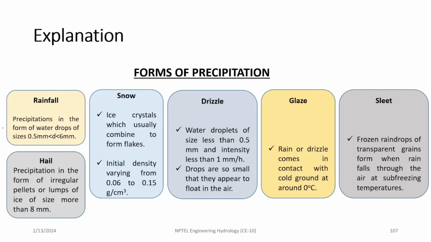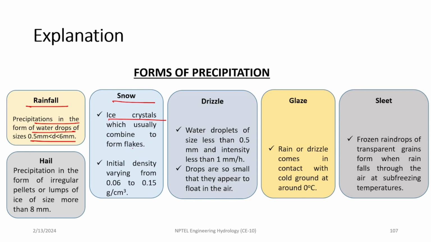So, forms of precipitation. We will quickly go through some of the basic ones. Rainfall, you already know, is precipitation in the form of water drops. They may have a water drop diameter of somewhat 0.5 mm to 6 mm. Then snow: the major point is that ice crystals will be there.